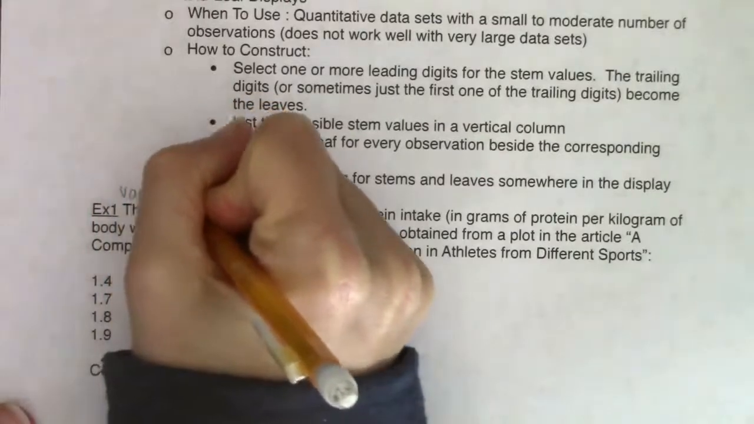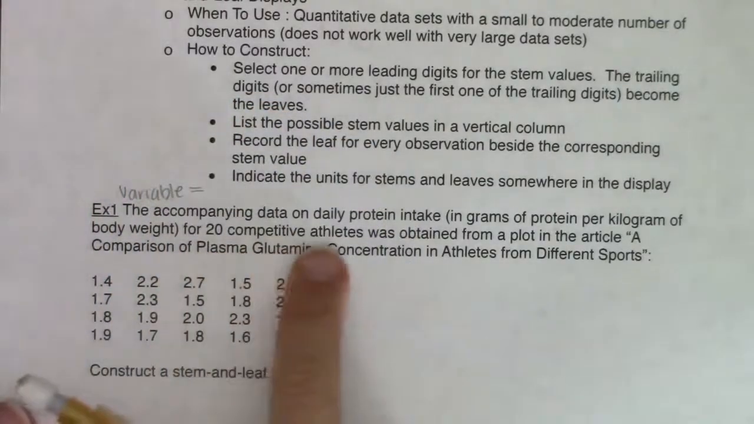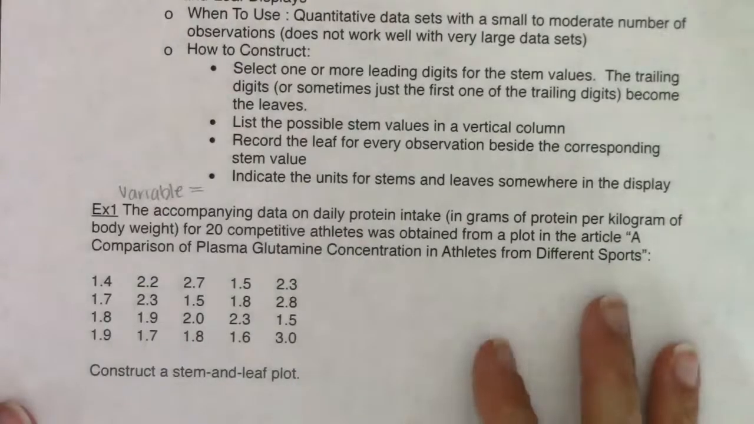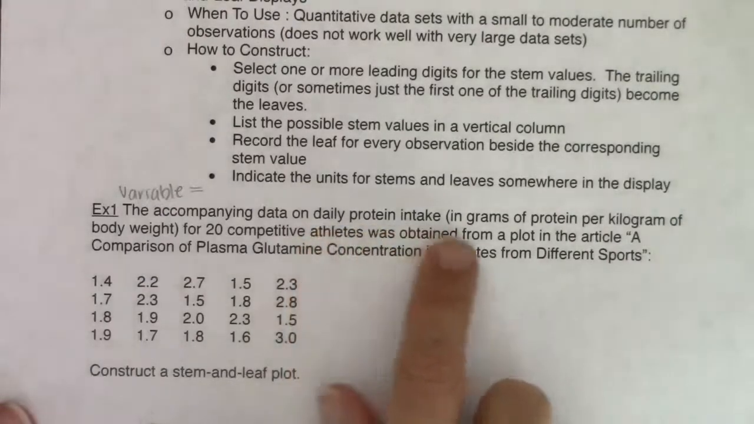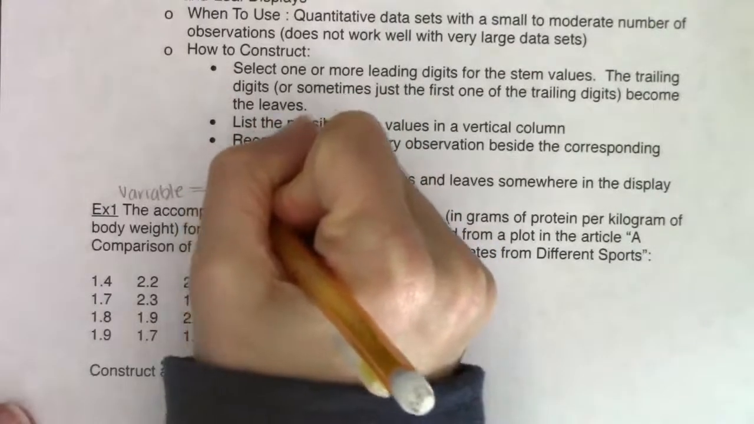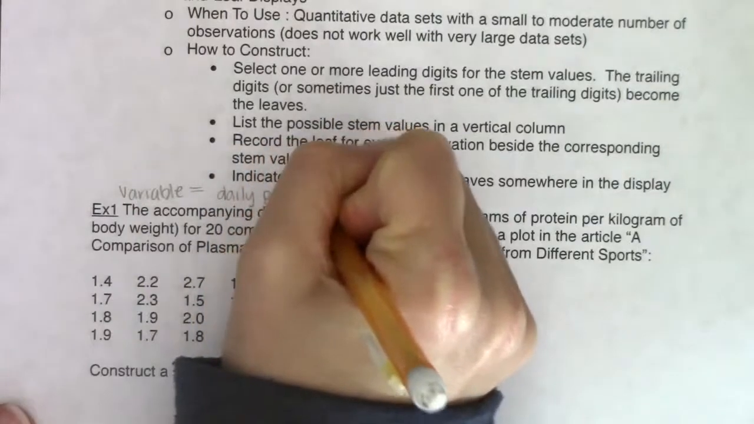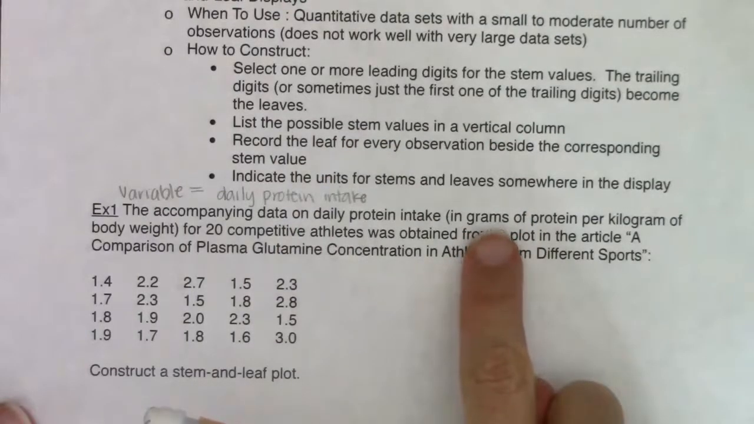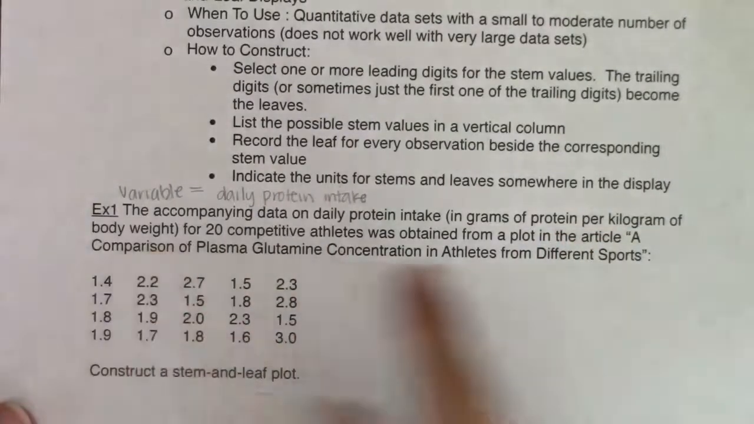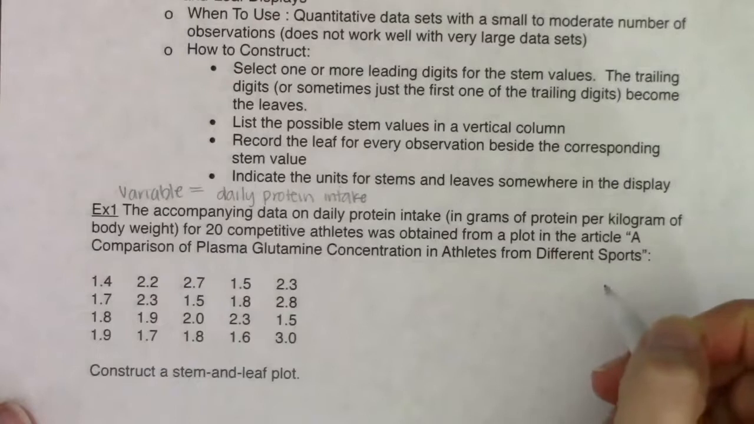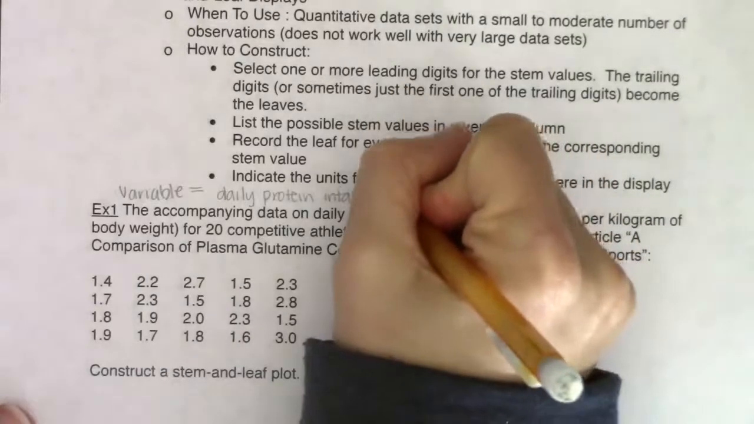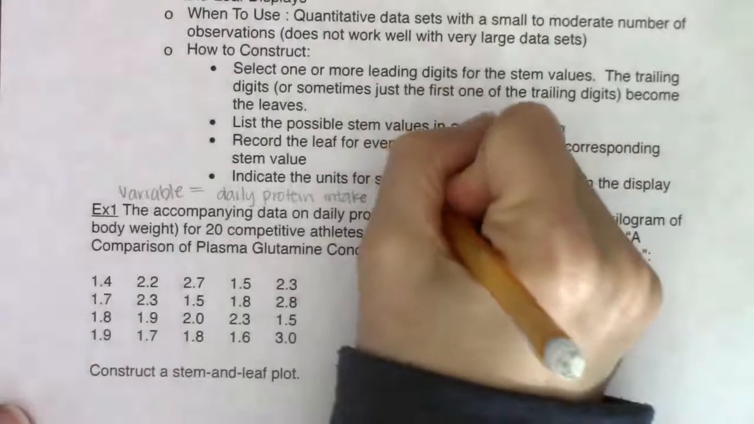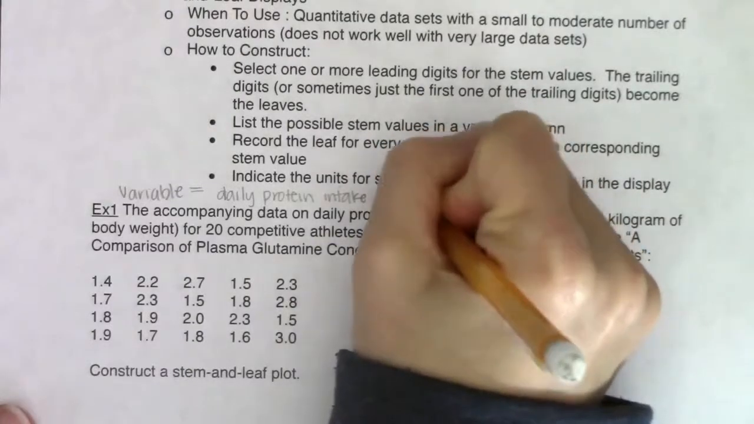So if I write variable up here, okay, if I look at this, I had 20 athletes. I wasn't keeping track of their heart rate. I wasn't keeping track of their weight, their height, their sport preference. I was keeping track of their daily protein intake. So that is my variable in this problem. And the units, it says it here. I mean, they're a little funky, but that's okay. Grams of protein per kilogram of body weight. So whenever you see the word per, that's talking about some kind of ratio, some kind of fraction. So it looks like I have grams in ratio to kilograms, or specifically grams of protein in ratio to kilograms of body weight.